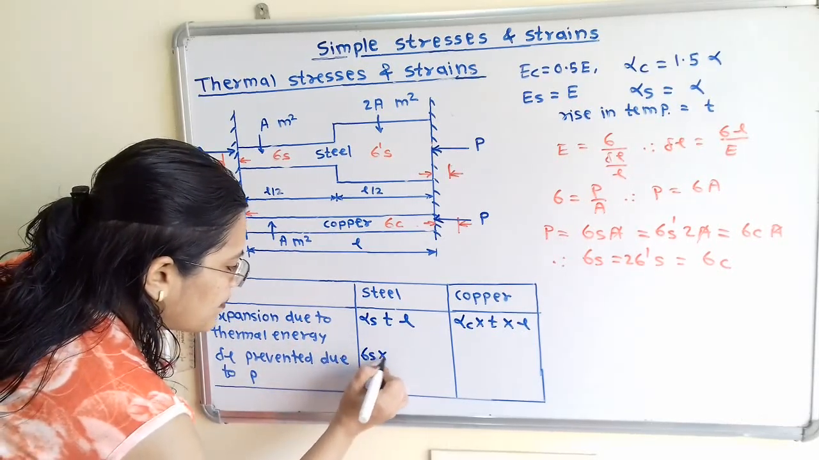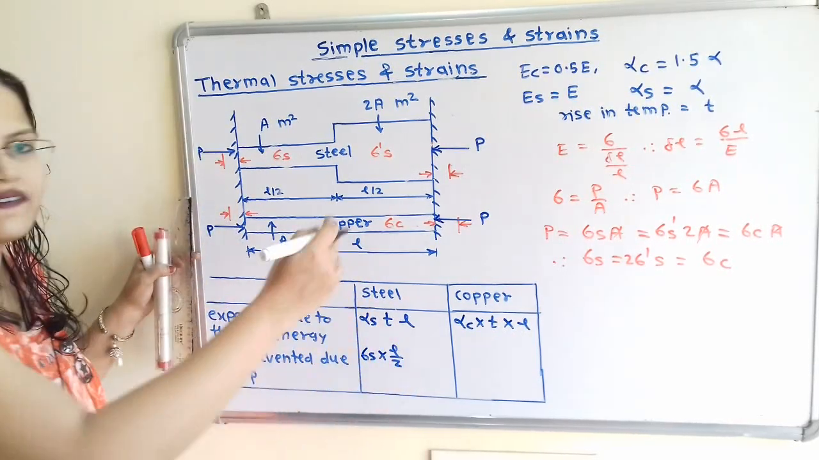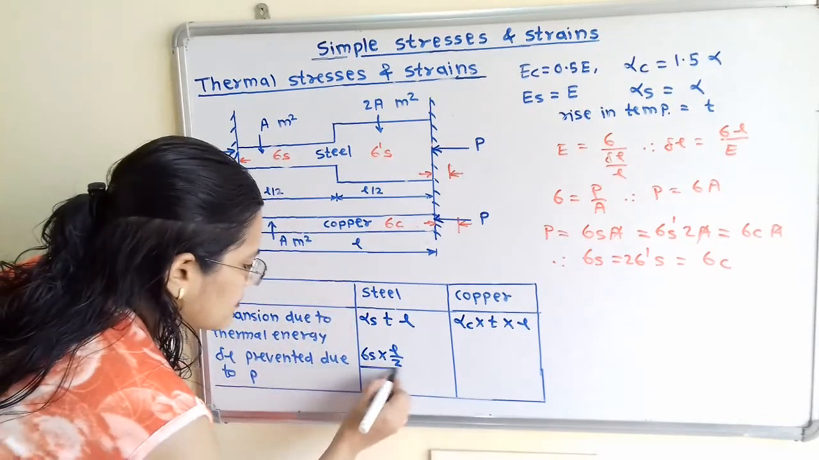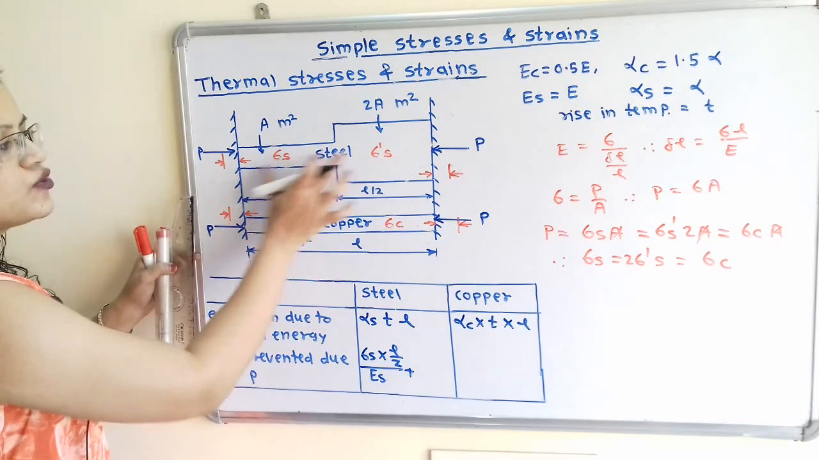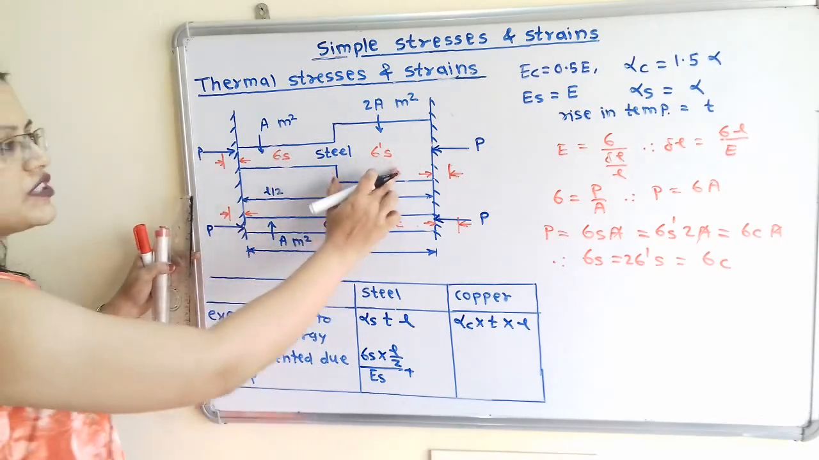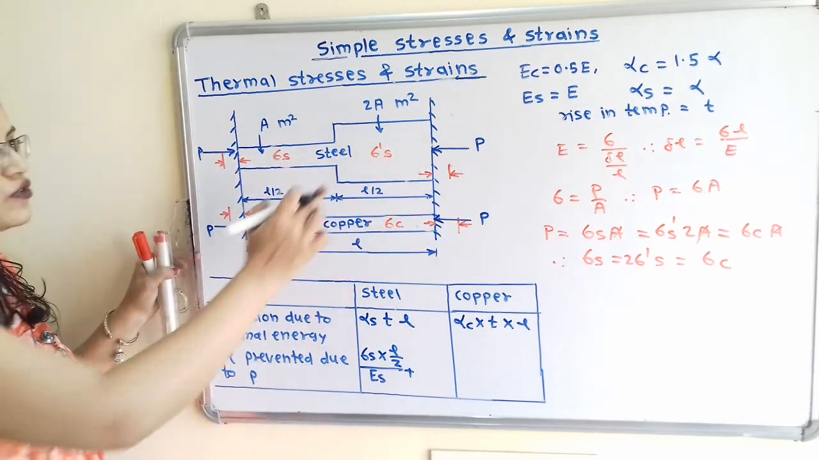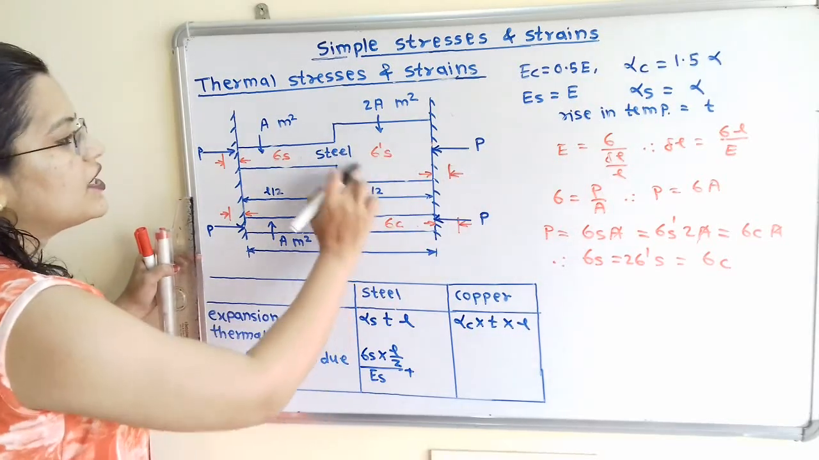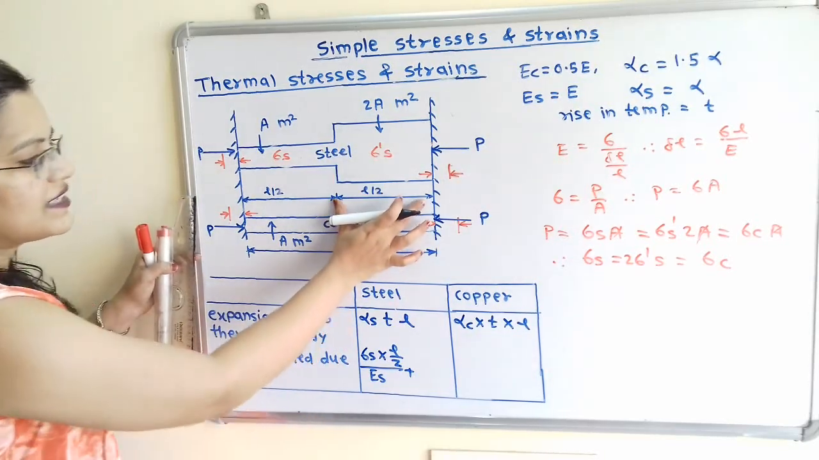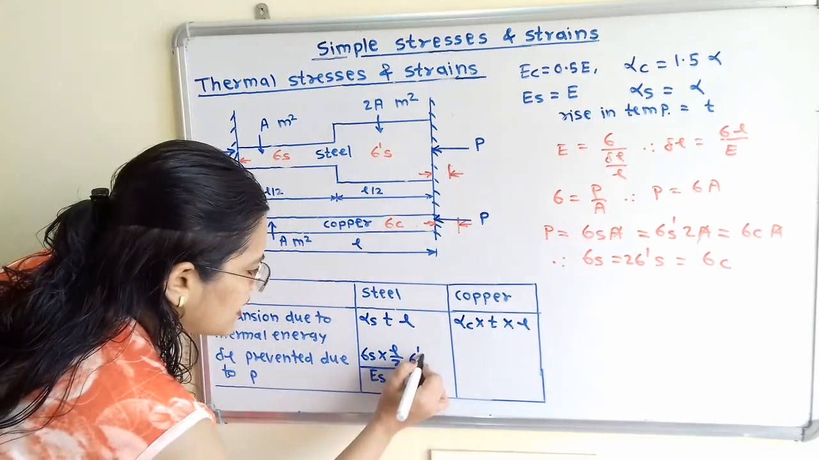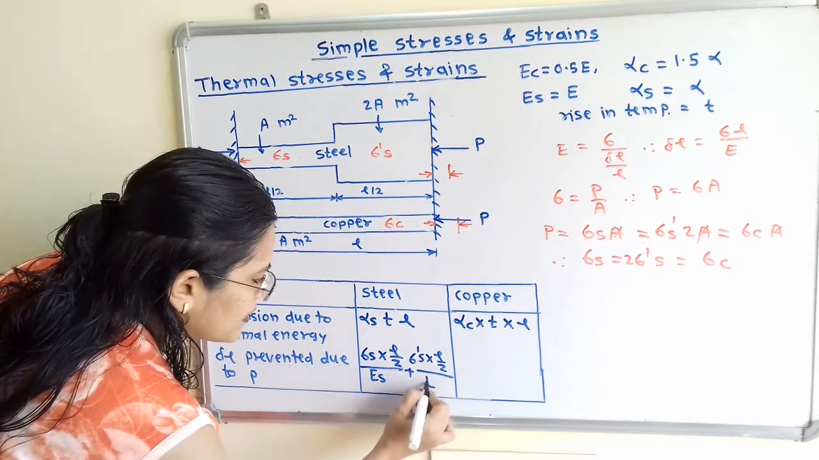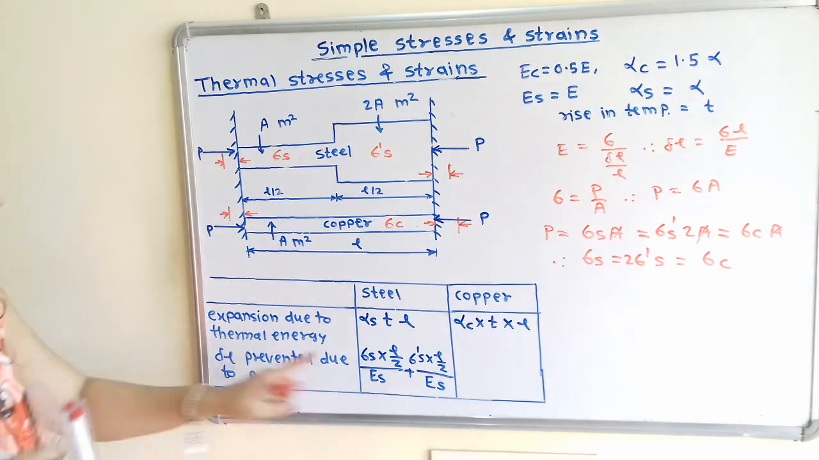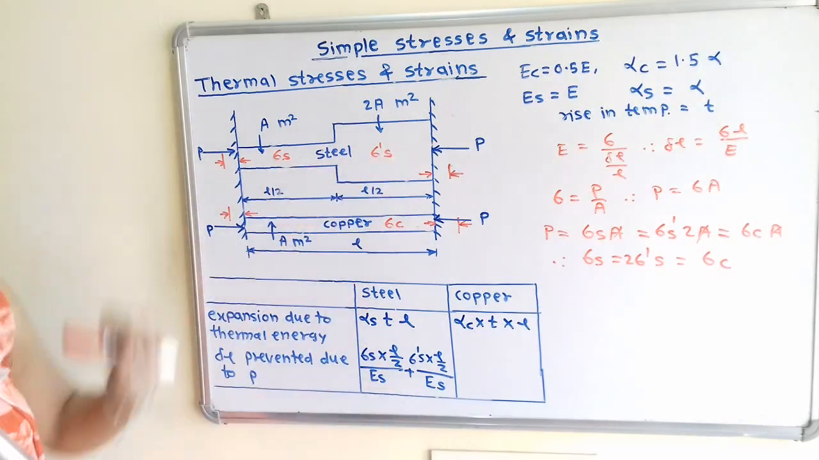Sigma S multiplied by L by 2 divided by ES, plus, because we have to add these two parts. Now for the second portion this sigma is different, so we will write sigma dash S. For this sigma dash S, the length is L by 2: sigma dash S multiplied by L by 2 divided by ES. So this is the delta L prevented due to P.